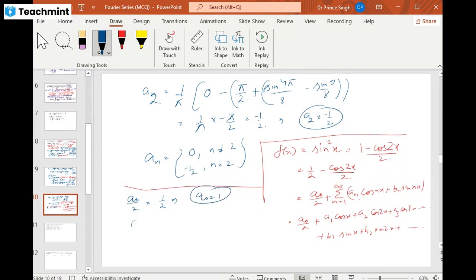And what is the value of a_n? If I compare here, the value of a_n is 0 for all values of n except n equal to 2. Because what is the value of a_2? a_2 is the coefficient of cos 2x. Its value is minus 1 by 2. Okay. And what is the value of b_n? b_n is 0 because there is no sine term. So we are assuming the coefficient of sine nx is 0. Okay, so it means that with the help of this particular part, we can directly get the answer.